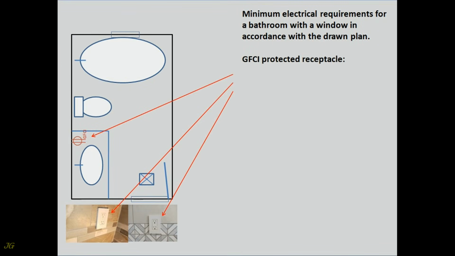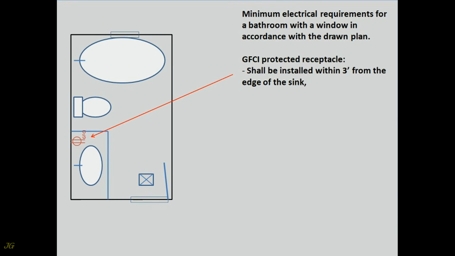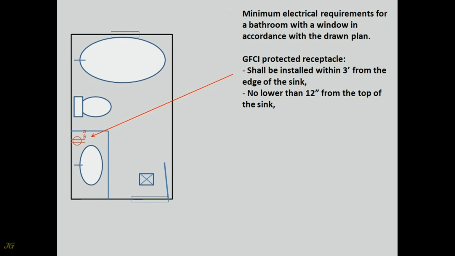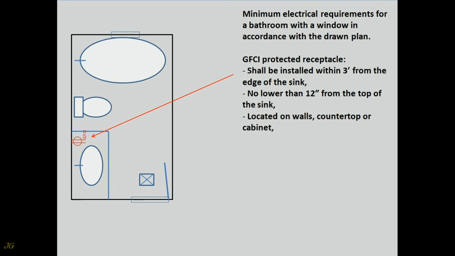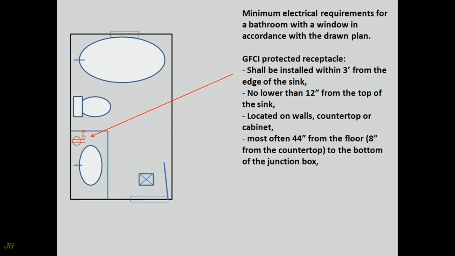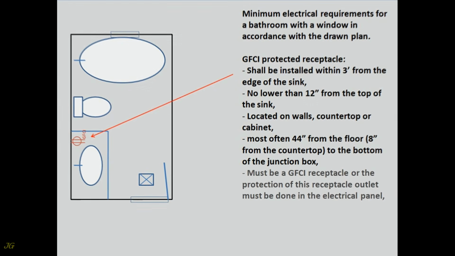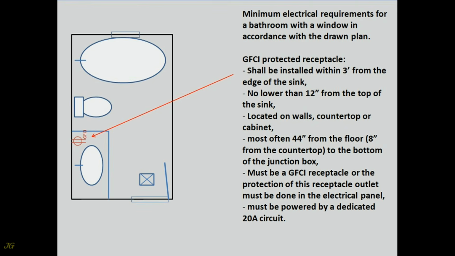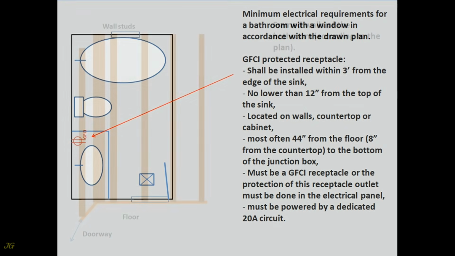GFCI protected receptacle shall be installed within 3 feet from the edge of the sink, no lower than 12 inches from the top of the sink, located on walls, countertop or cabinet, most often 44 inches from the floor, 8 inches from the countertop, to the bottom of the junction box. Must be a GFCI receptacle or the protection of this receptacle outlet must be done in the electrical panel. Must be powered by a dedicated 20 amps circuit.